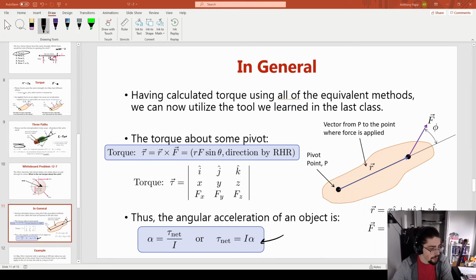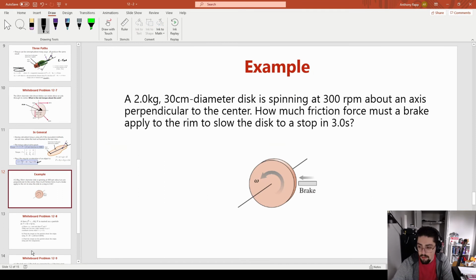So, let me move myself back down here for now. Let me talk you through an example. Let's imagine I've got a 2 kilogram, 30 centimeter diameter disc spinning at 300 RPM about an axis perpendicular to the center, right? So the picture's the easier way to imagine this thing. This thing is spinning around that center axis. How much friction force must a brake apply to the rim to slow the disc to a stop in 3 seconds? So I'm going to work through this one.